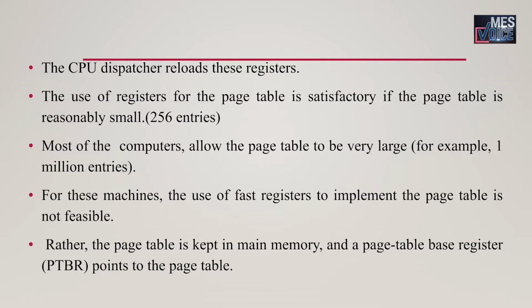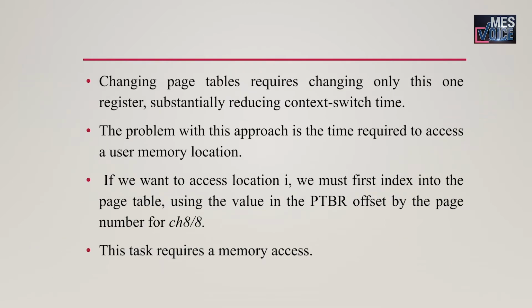The use of registers for the page table is satisfactory if the page table is reasonably small. But most computers allow the page table to be very large. For these machines, the use of fast registers to implement the page table is not feasible. So, instead, the page table is kept in main memory, and a page table base register called the PTBR points to the page table. Changing the page table requires changing only this one register, substantially reducing the context switch time.